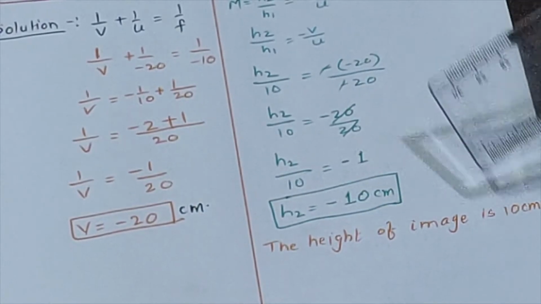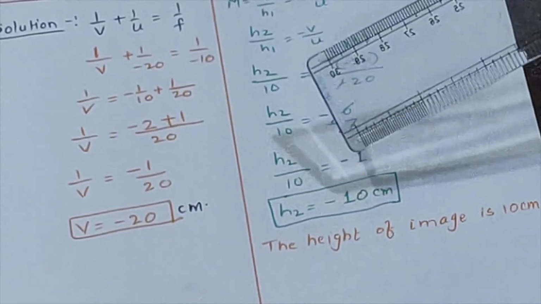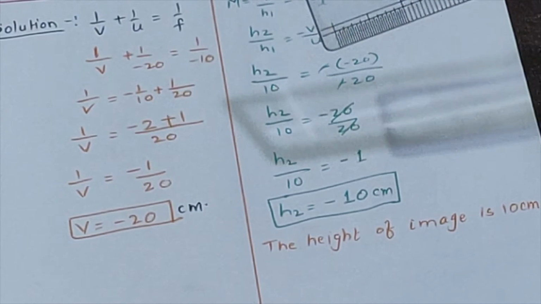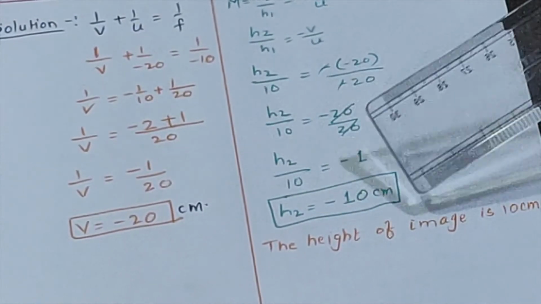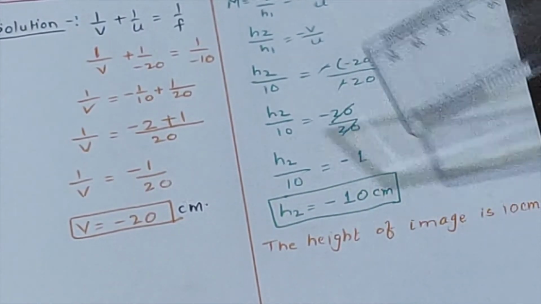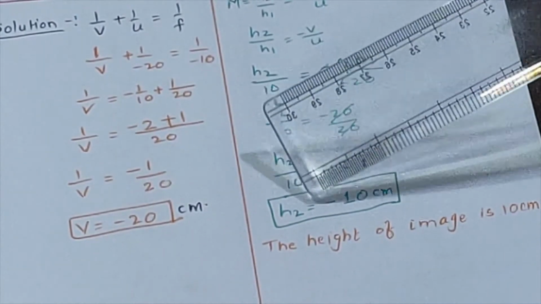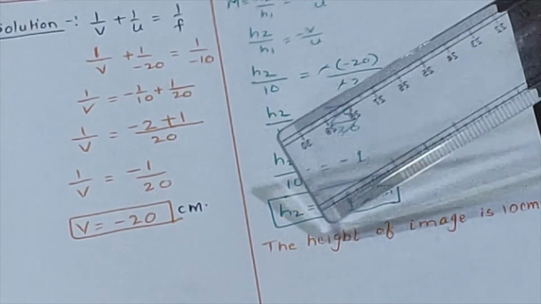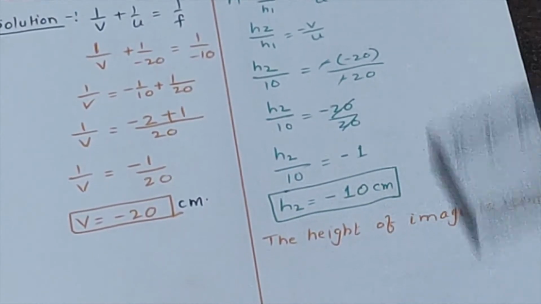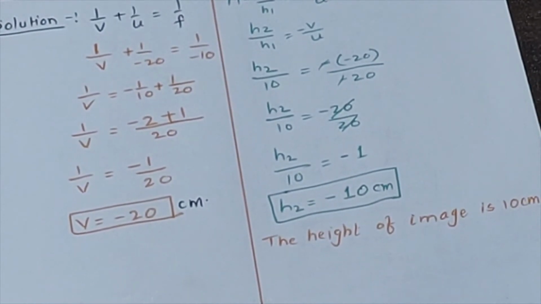So the height of the image is 10 centimeter. Though the value is minus, it indicates it's inverted. Okay, so we will not be writing the minus in the final answer, we always write 10 centimeter because the distance is never negative. So here the minus sign only indicates that it's real and inverted. So the height of the image is 10 centimeter. This ends this numerical, that is C from your textbook.